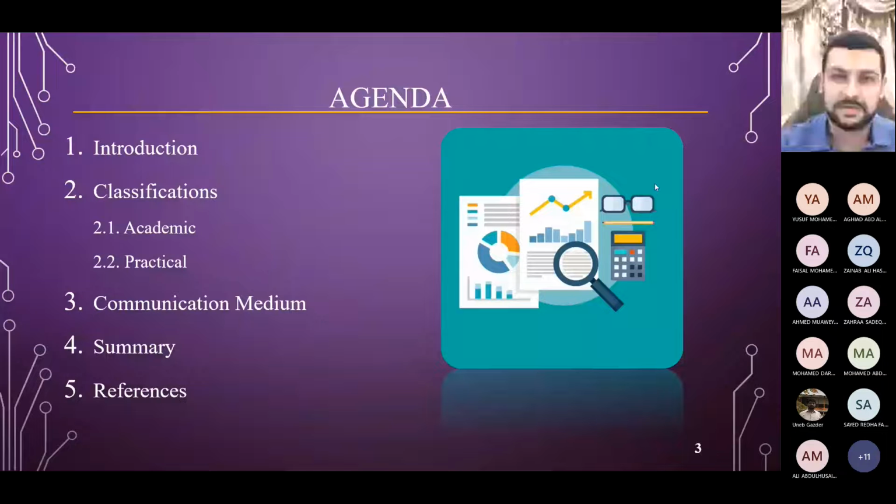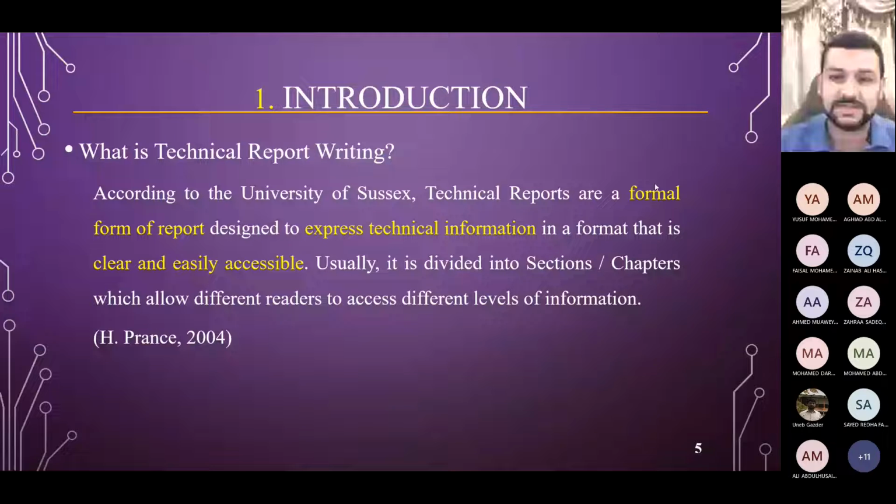To start with the introduction, according to the University of Sussex, technical reports are a formal form of reports that express some kind of technical information in a clear and easily accessible manner. It usually comes in a system of sections or chapters. This is basically a document or some form of information that's presented for people with specific needs for some kind of task. For example, when our great students start research, some of them have questions on some topic or subject. This is where we start looking into research papers and technical report writing, in the form of a formal report, on how to express those concerns and those technical items that we seek.